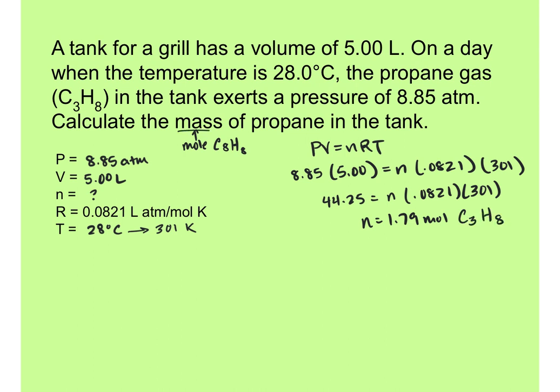Now what I want to do is convert that into mass of propane. So I'm going to take 1.79 moles and convert it to mass using the molar mass. So I'm going to add up the three carbons and the 8 hydrogens. That adds up to 44 grams per mole. 78.8 grams of propane is what's in that tank.